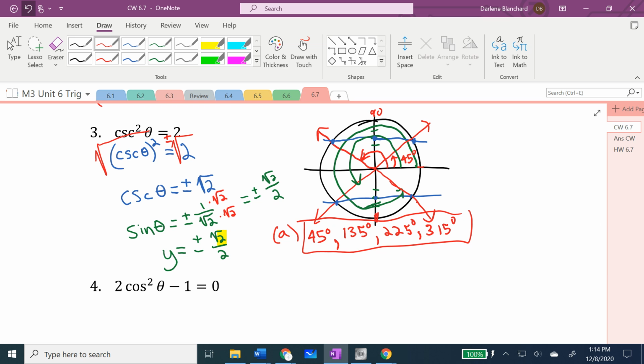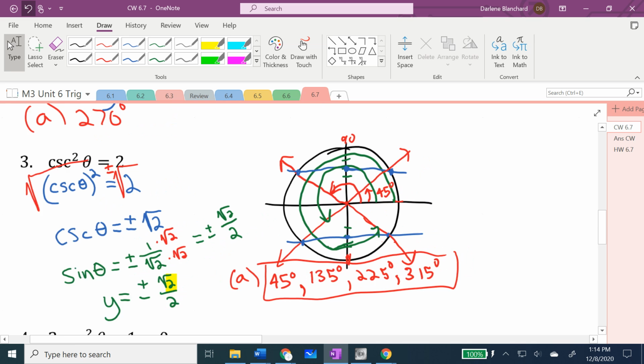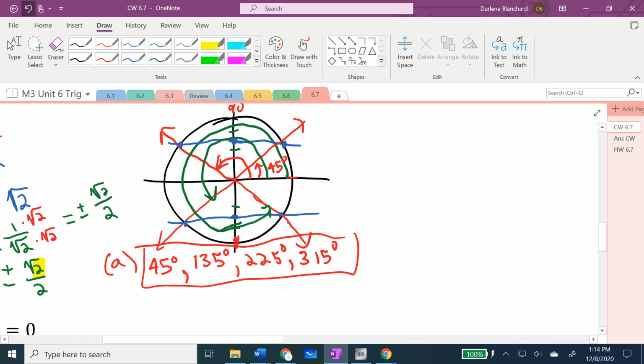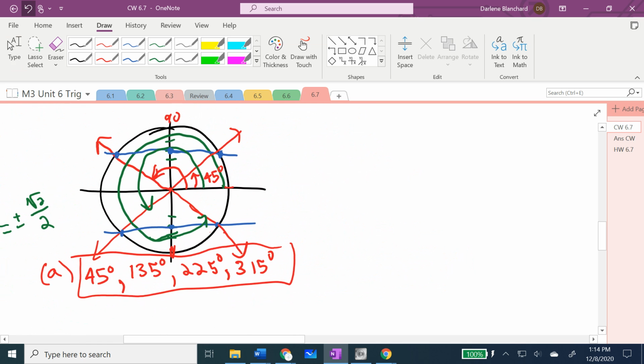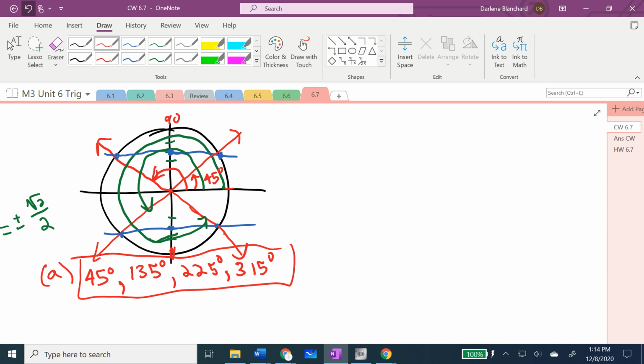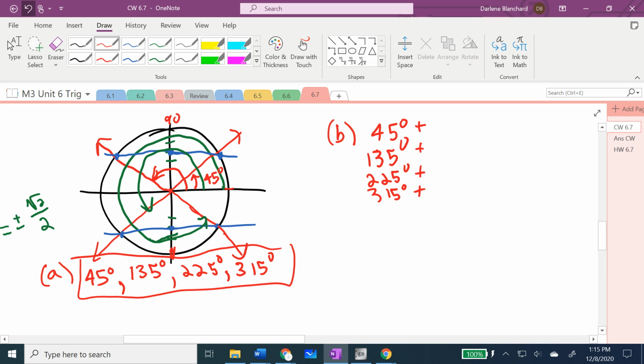Now, I want to show you what I will accept as an answer to part B, and then I'm also going to tell you what the most simplified form is that you can write if you so want to, but I'm not going to push it for this class. So for part B, you can just take the angles that you got from part A, list them: 45, 135, 225, 315, and then add to each of them 360 degrees times any number n.